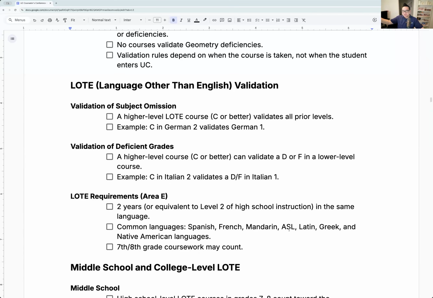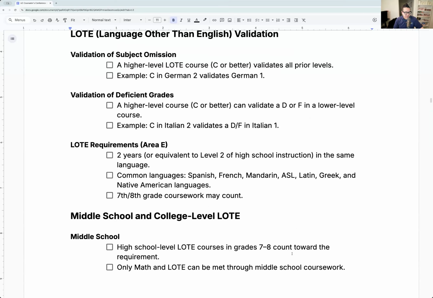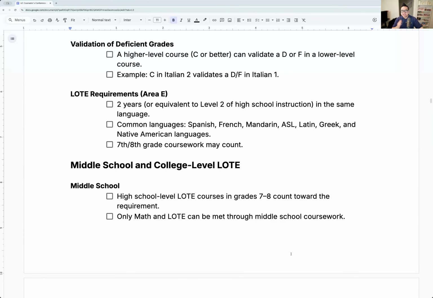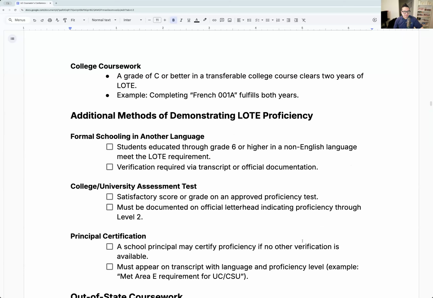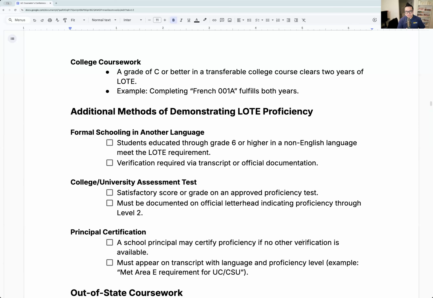2 values 1, 3 values 2. You guys can see this. Middle school. Again, only 7th and 8th grade counts if you do this. There are other ways, by the way, to do language, so it's not just taking the future classes.